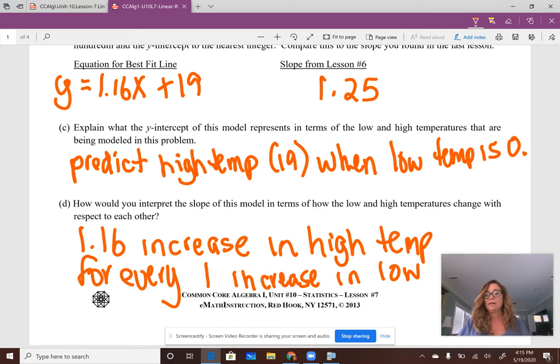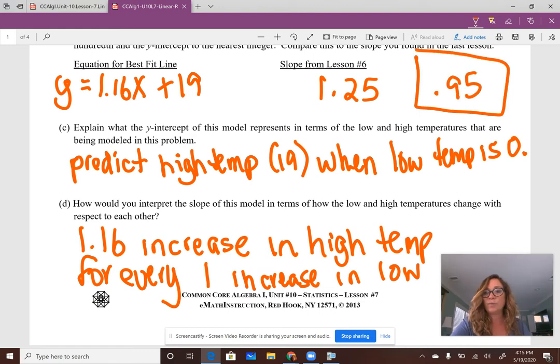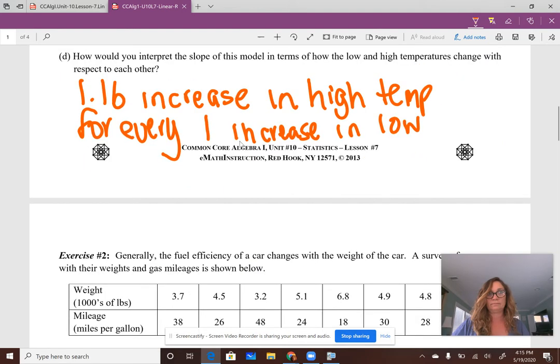Okay? All right. Any questions so far? Zoom me or just send me a quick email. Just take a second, make sure you understand this, and we're going to go on to the next page. Okay? Now, our correlation coefficient, which you should have right over here, was 0.95, and that is strong.